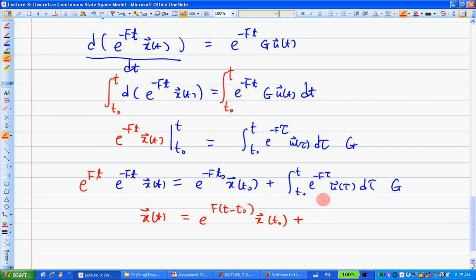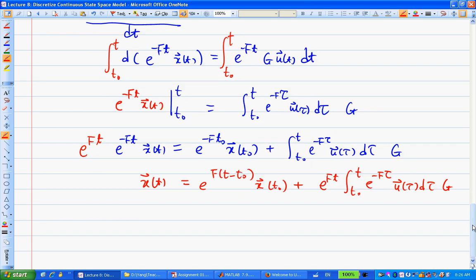Plus, excuse me, plus the integral from t naught to t of e to the power of F t, tau, u of tau, d tau, and g. Okay, so that's the solution. This is basically the solution of the first order differential equation, and the only difference is we have a vector sign here.